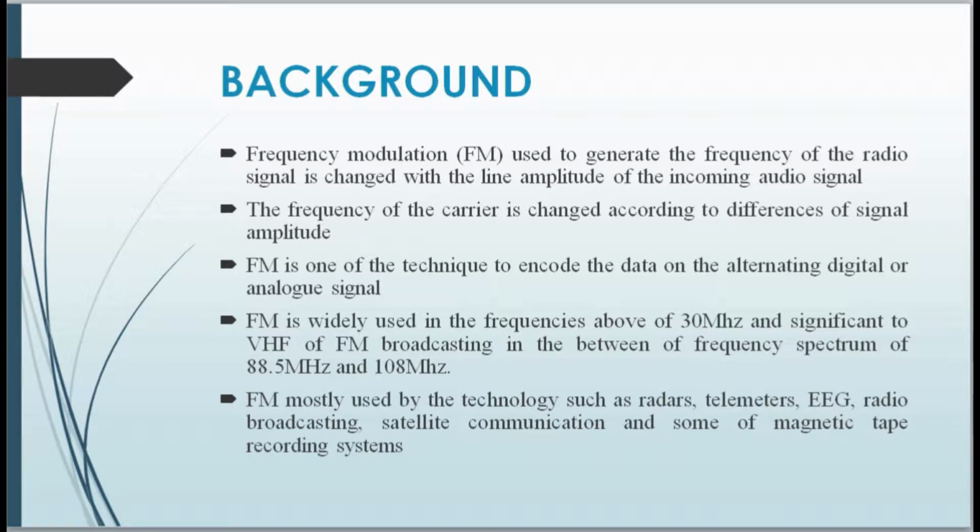In daily life, FM is widely used in frequencies above 30 MHz, in the very high frequency or VHF range, with FM broadcasting in the frequency spectrum between 88.5 MHz and 108 MHz. Lastly, FM is mostly used by technologies such as radars, telemeters, EEG, radio broadcasting, satellite communication, and some magnetic tape recording systems.